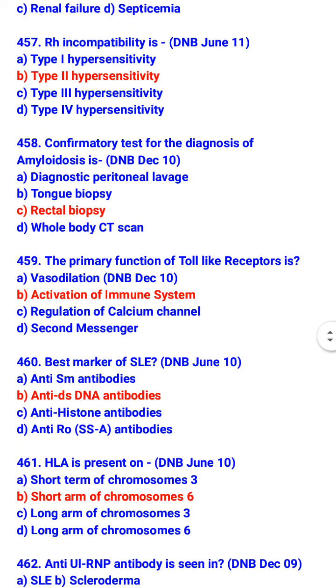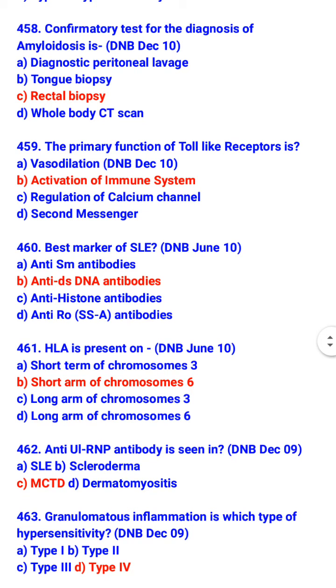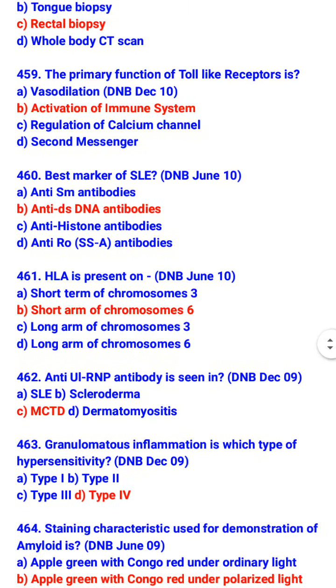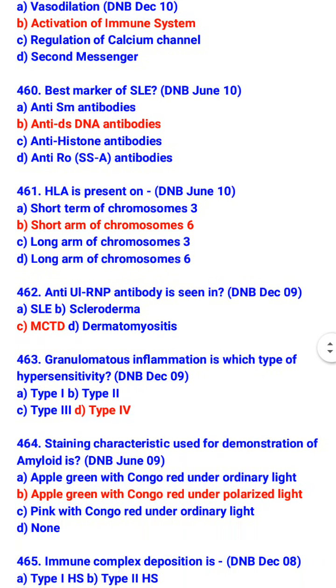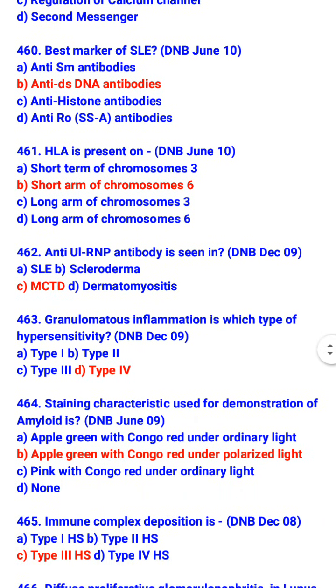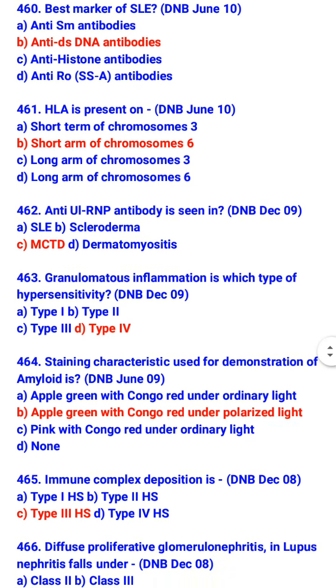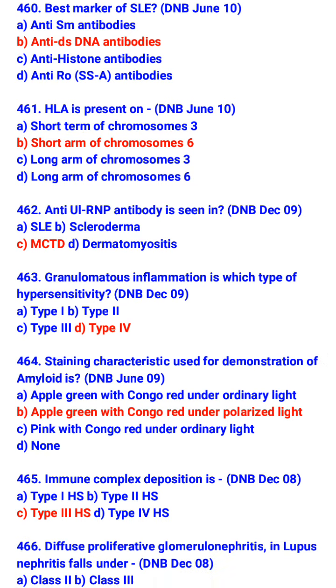The primary function of toll-like receptor is activation of immune system. Best marker for SLE is anti-dsDNA antibody. HLA is present on short arm of chromosome 6. Anti-U1 RNP antibody is seen in MCTD. Granulomatous inflammation is which type of hypersensitivity? Type 4.